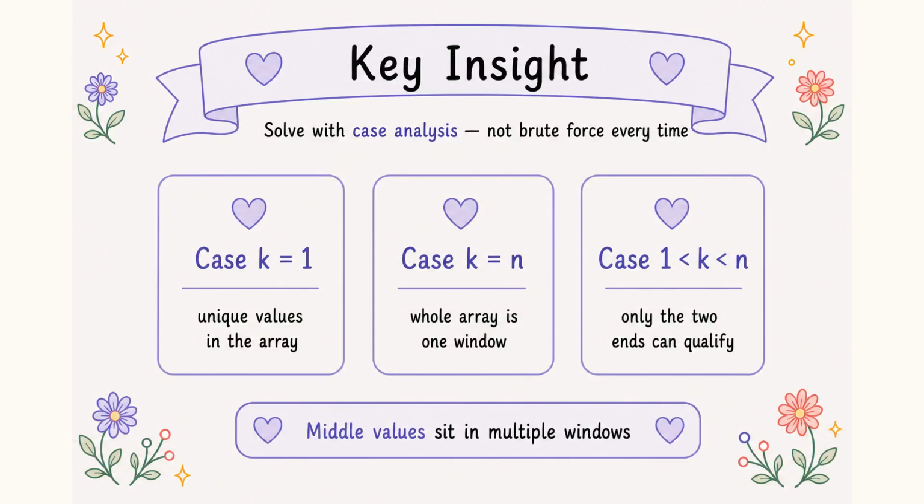The key insight is case analysis. When k equals 1, we care about unique array values. When k equals n, the whole array is one window. When k is strictly between 1 and n, only the first and last elements can possibly appear in exactly one window. Middle values sit in multiple windows.